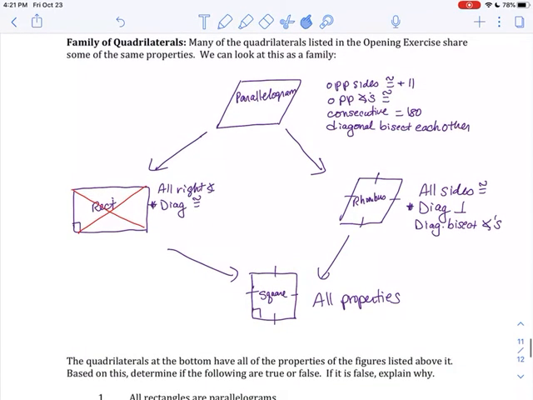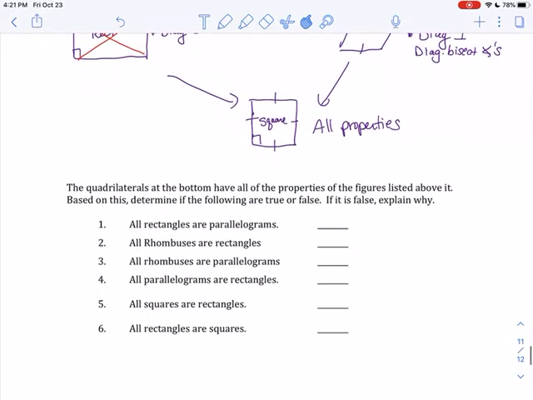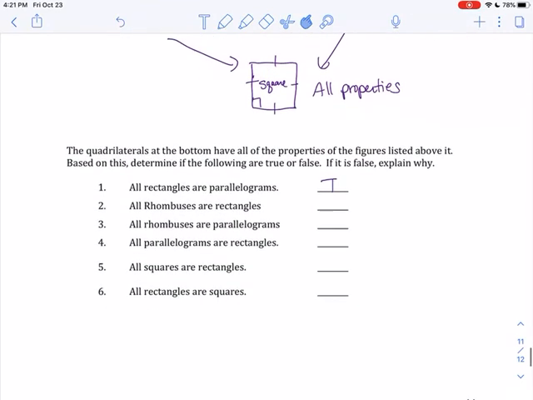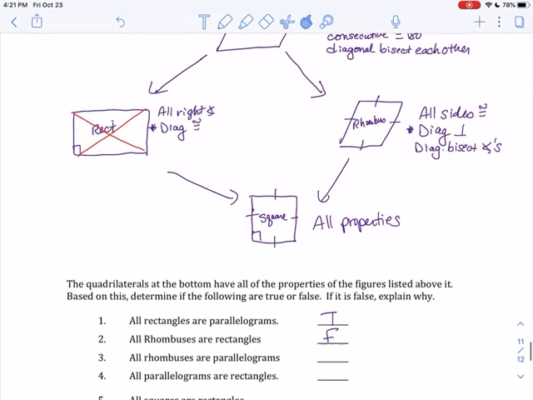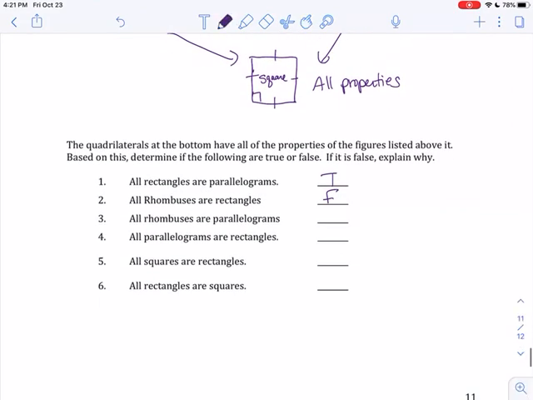So first question, all rectangles are parallelograms. Well, let's look, is a rectangle a parallelogram? To be a parallelogram, you have to have opposite sides parallel. Does a rectangle have opposite sides parallel? It sure does. Plus, we also said that anything underneath has all the properties of the figure above it. So a rectangle is a parallelogram? Absolutely. Are rhombuses rectangles? Well, rectangles have right angles. Do rhombuses have right angles? They do not. So this would be false.